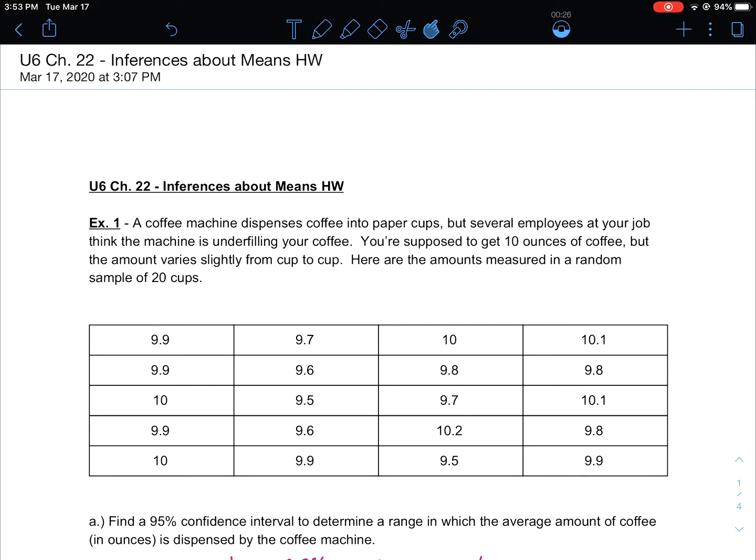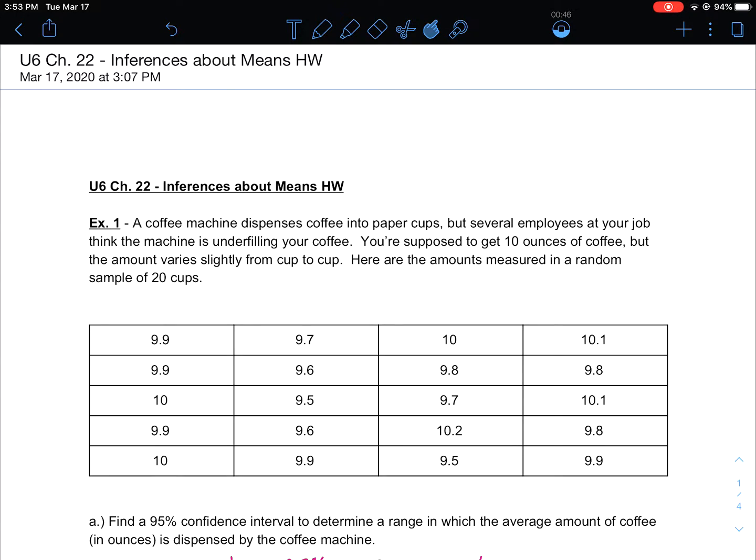So in this case, we're looking at a coffee machine that fills up a paper cup, and you're supposed to get 10 ounces of coffee. As you can see, there's always natural variation. Some are over, some are under, and we're trying to figure out what is the actual average that this machine produces. These are only 20 samples.